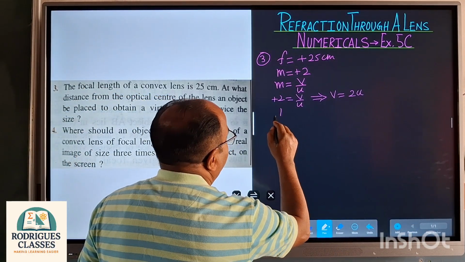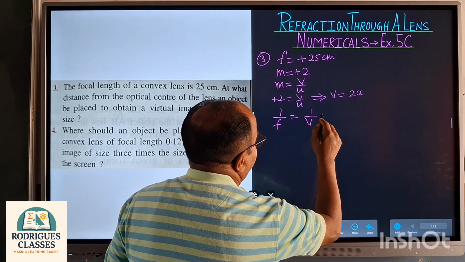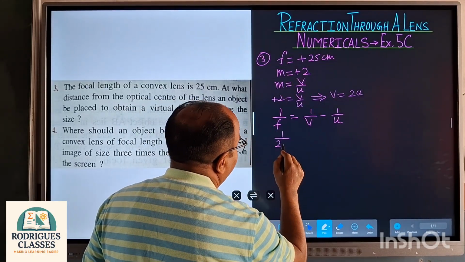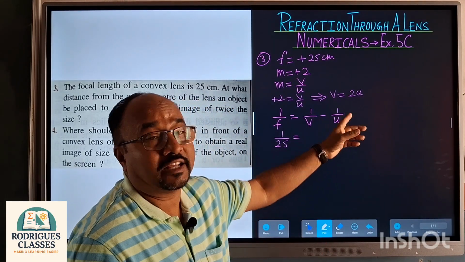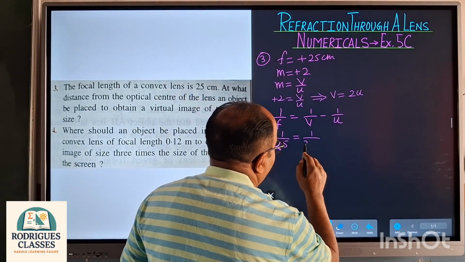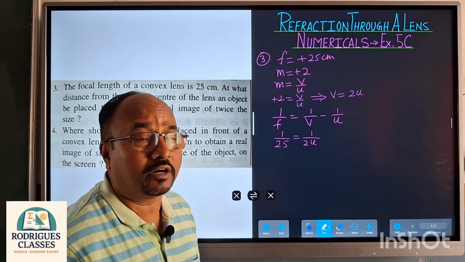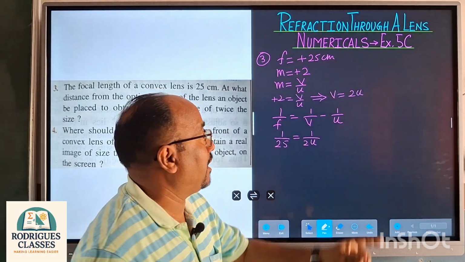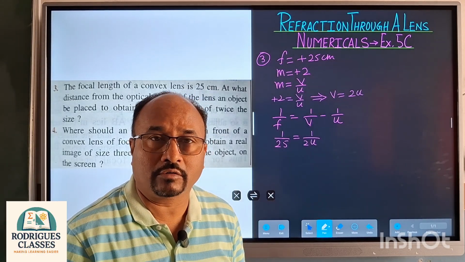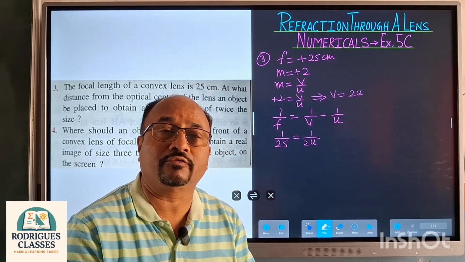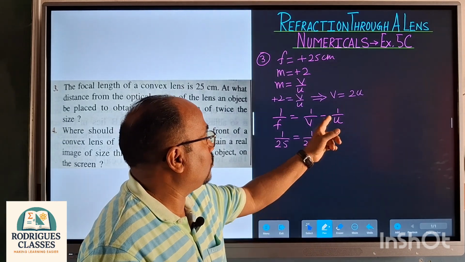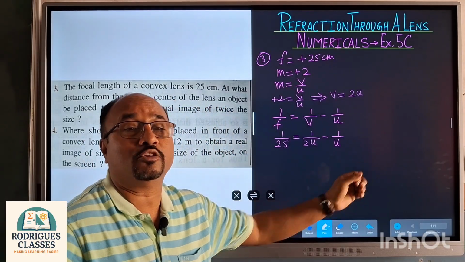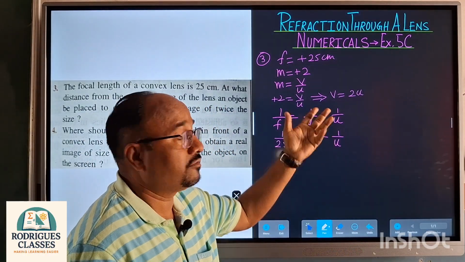Now I will write the lens formula: 1 by 25 equals, and V will be written as 2U. A very important thing to remember: we have got V equals 2U, so don't think now that U has to be kept negative and put a negative sign there. That will become wrong. You cannot do that. You have got V as twice of U, so you put 2U there, and this U will be written as it is. Again I repeat, don't make the mistake of putting a minus sign on U; the formula will become wrong.